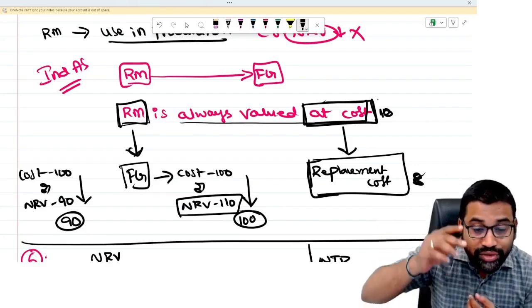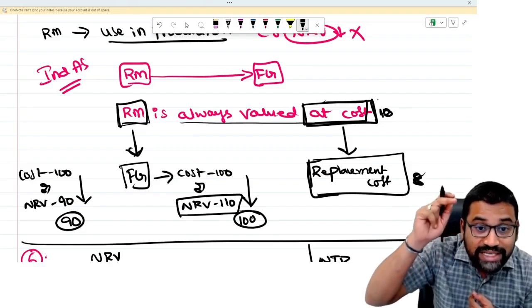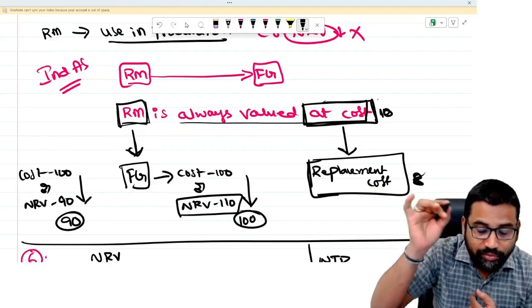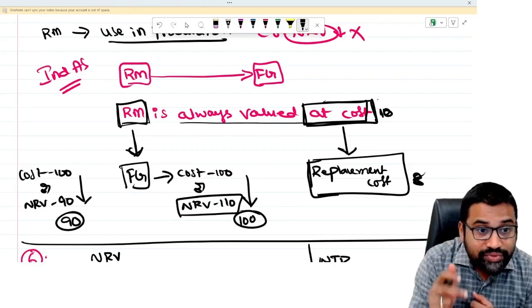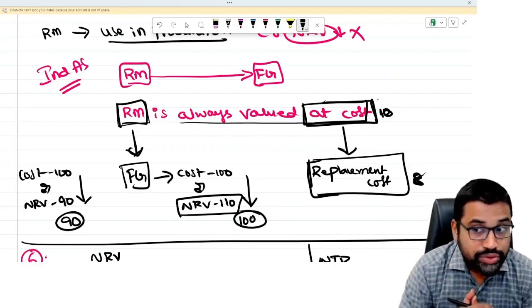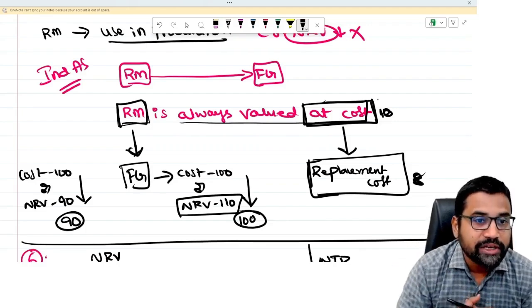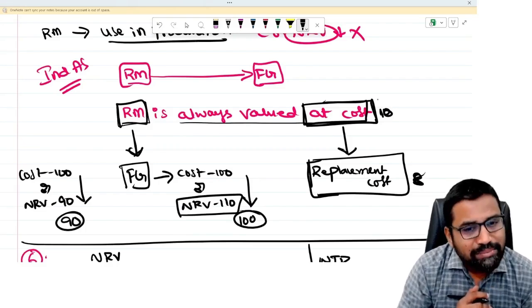So therefore, whenever the finished goods are valued at their NRV, that indicates that it is less than cost, because the formula is cost or NRV, whichever is lower. So if the NRV is lower than the cost, we will value it at NRV, na? So the moment you see the finished goods NRV is less than cost, then raw material should be brought to its replacement cost. What is replacement cost?